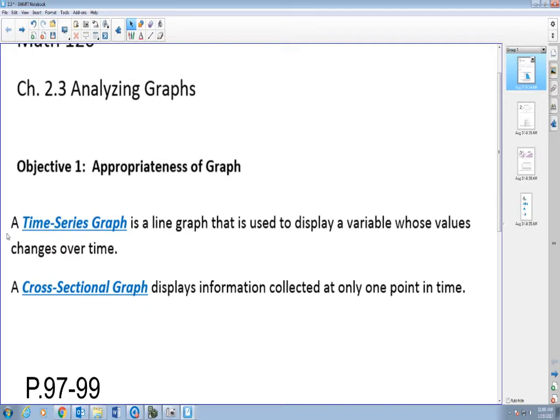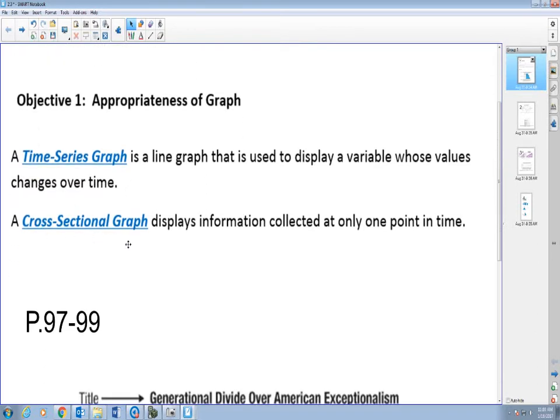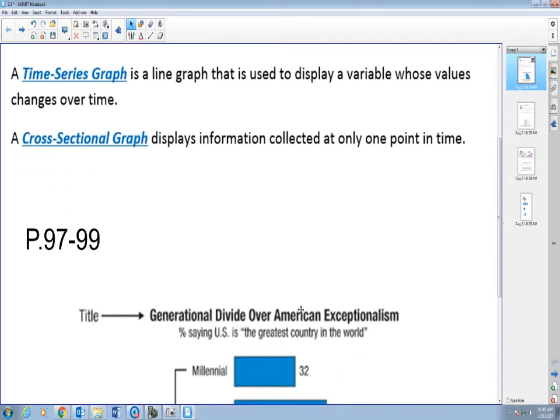Alright. First one is called a time series graph. It's referring to a line graph that is used to display a variable whose value changes over time. Okay, time series graph. Another one is called a cross-sectional graph. It will display information collected at only one point in time.